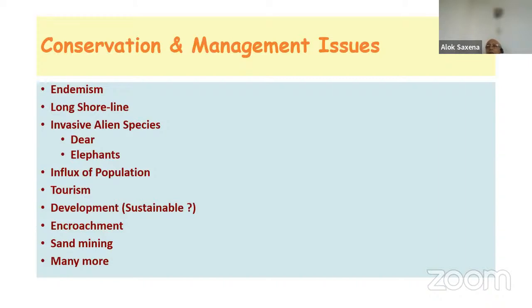Our present government also thinks along that line, that we should make it Singapore or something like that. Why should we make this? See, these islands are very, very important from two aspects. One is biodiversity, another is its strategic location. You people may not be aware of this. Probably some of you may not have been born during the 1971 war.